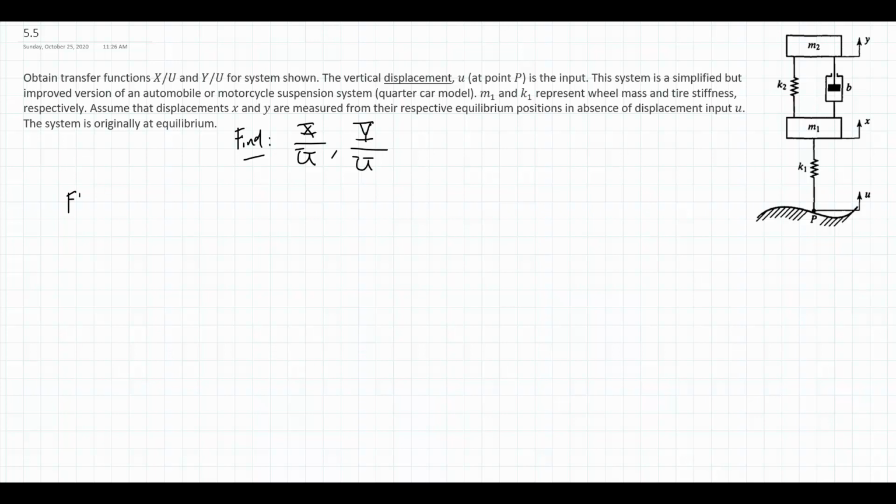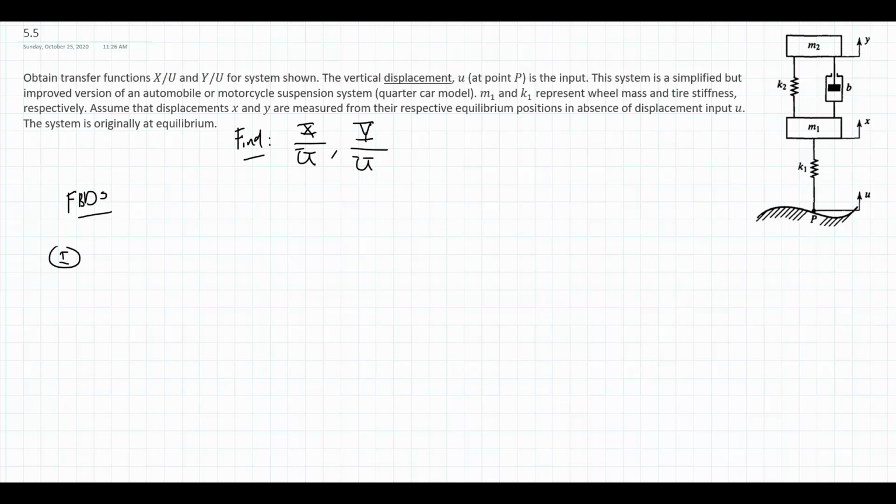Mechanical system, we'll start with our free body diagrams as we've done in the past. So first free body diagram, I'll work from the top to the bottom here. Well, let's look at our system first. We have a mass m1 and a mass m2. So each of those are going to need their own free body diagram.